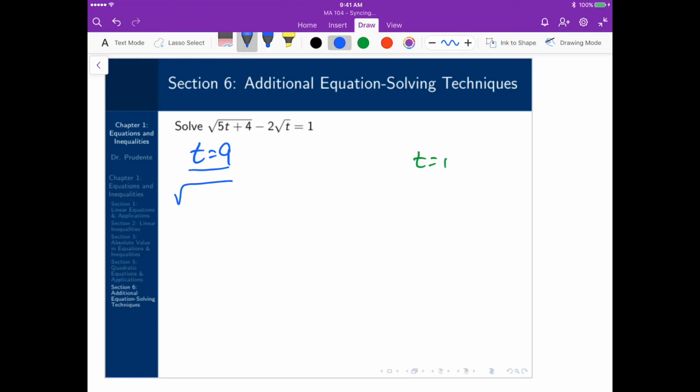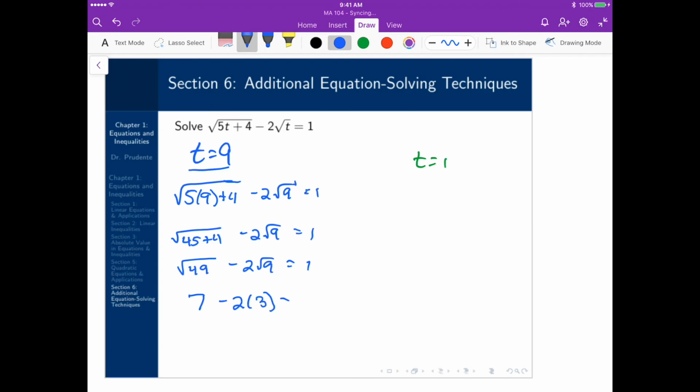So the t equals 9 case. 5 times 9 plus 4 minus 2 root 9. I want to make sure that that is actually equal to 1. So 5 times 9 is 45 plus 4 minus 2 root 9. Still want to make sure that's equal to 1. 49 minus 2 root 9. The square root of 49 is 7. The square root of 9 is 3. 7 minus 6 equals 1. Yep, that's a true statement. I'm good, and I know that that is going to be a solution.